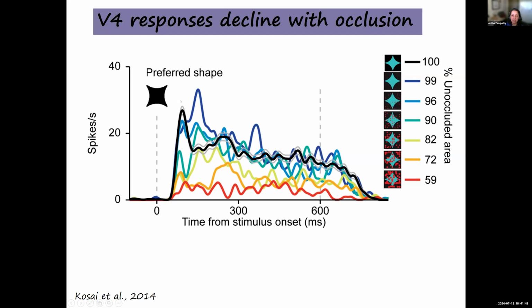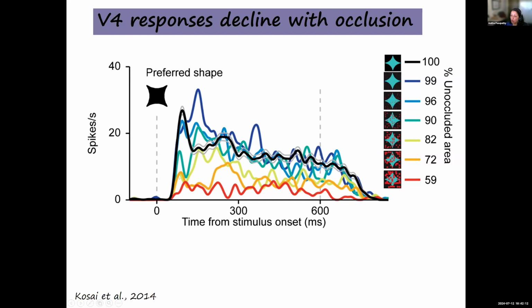And so you can see there's a transient portion of the response, and then there's a sustained portion of the response, and the response goes down back to baseline. Now, as I add more and more occluders, the response curves are drawn in blue, then yellow, and down to red. And you can see that the initial transient responses decline with increasing levels of occlusion.